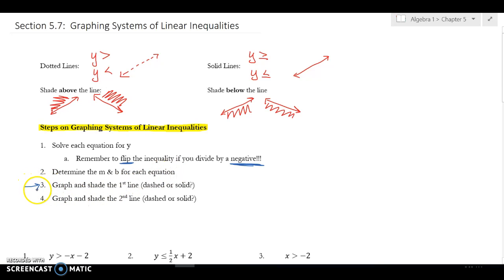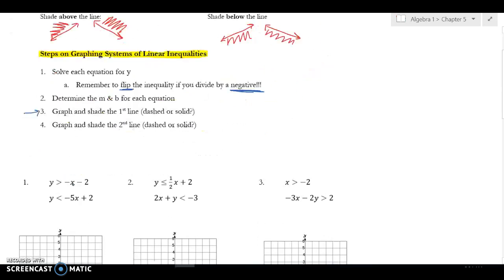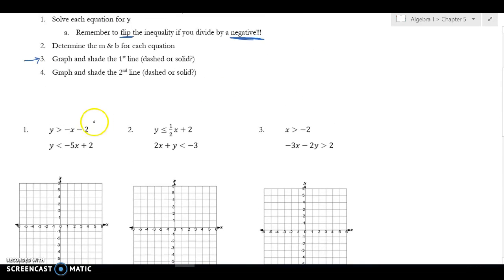I think steps 3 and 4 are the most important. For step 3, you graph and shade one line. Then for step 4, you do the next one. When people graph both lines and they have to go back to remember which is which, I see small little mistakes. So I would do one line and shade, and then the other line and shade.